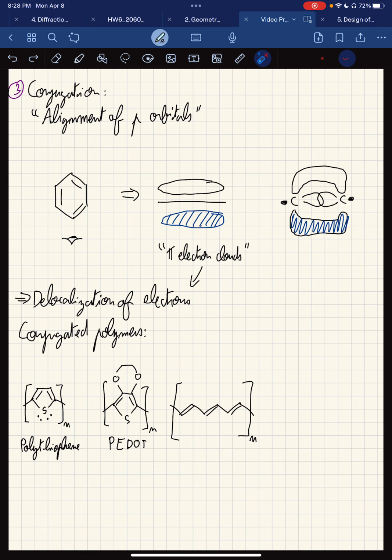Here we also have some other typical conjugated polymers, which are polythiophene or PEDOT, and more recently PEDOT:PSS.